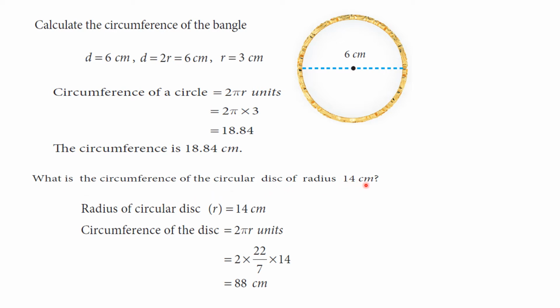So you can use the 2 pi r formula. So 2 into 22 by 7 into 14. 7 and 14, you cancel with the 7 table 2. So 2 into 22 into 2, that is 88 centimeter.